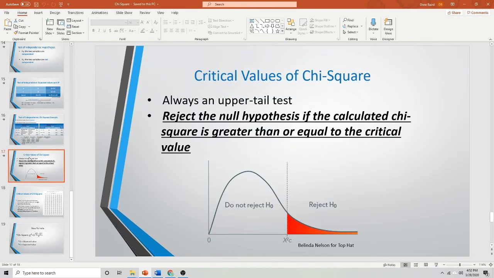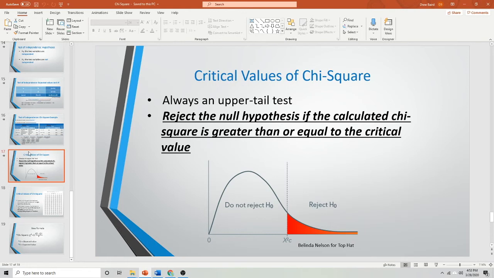Now, one thing to note is that when you do a test of chi-square, whether it be goodness of fit or a test of independence, it is always an upper tail test, which functionally means always reject the null hypothesis if the calculated chi-square value is greater than or equal to the critical value. So it's super simple to do a chi-square test and use the chi-square table. Is the number you came up with bigger or the same as the critical value? If yes, then you get to reject the null. If it's smaller, then don't reject the null.